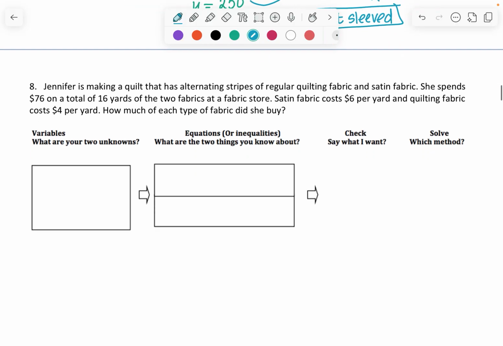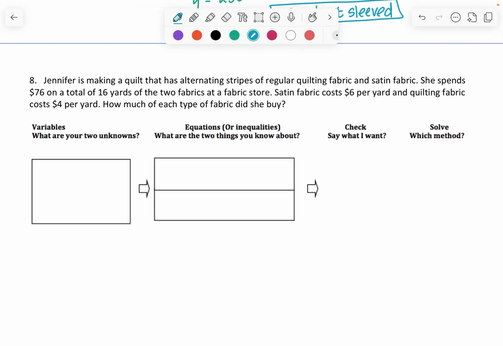Okay. Let's look at one more. It says Jennifer is making a quilt that has alternating stripes of regular quilting fabric and satin fabric. She spends $76 total on 16 yards of the two fabrics at a fabric store. Satin fabric costs $6 per yard and quilting fabric costs $4 per yard. How much of each type of fabric did she buy?